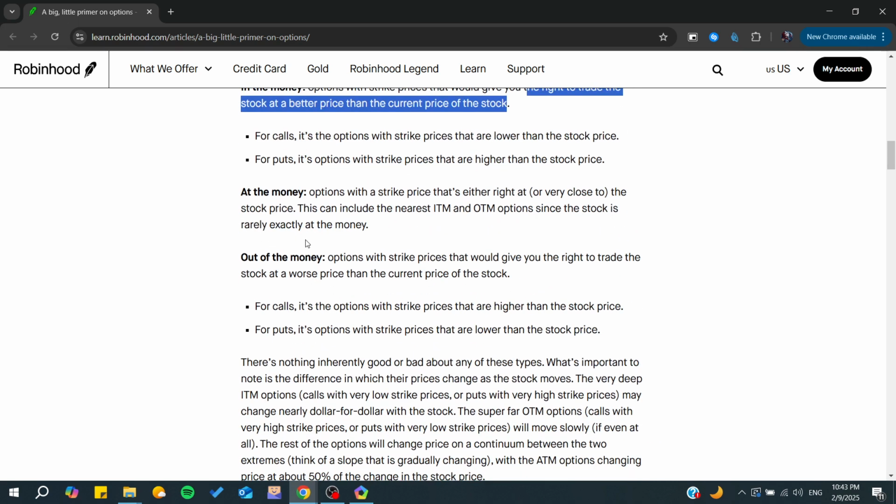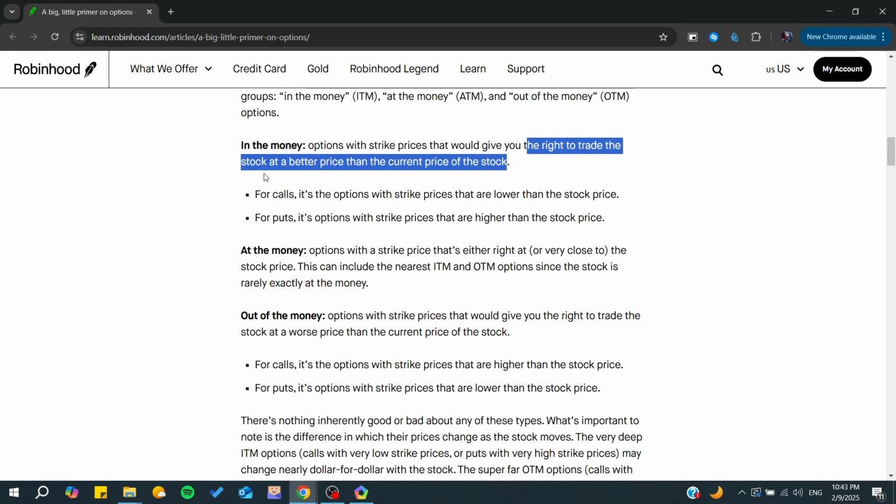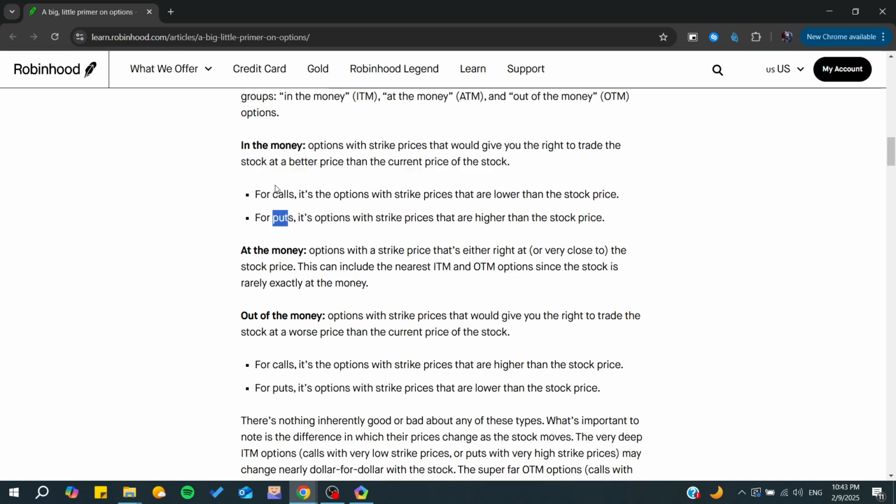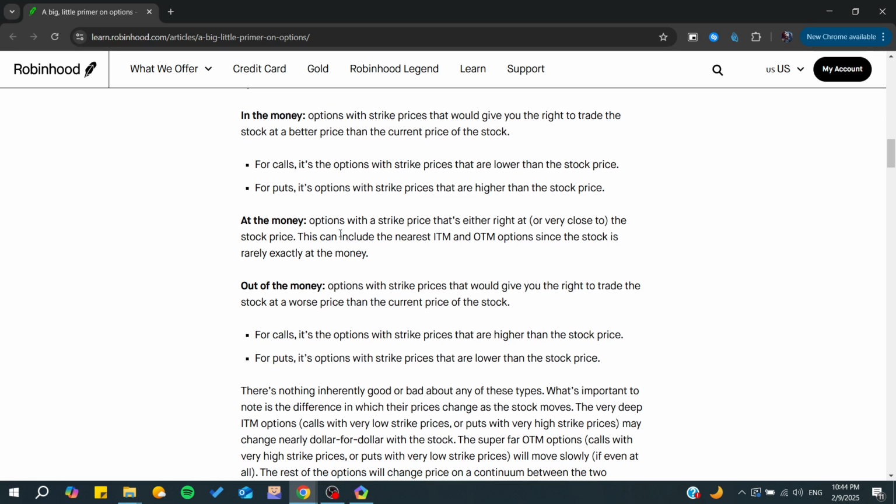Basically, in the money and out of the money are different for calls and puts. Puts is selling and calls is buying. For the calls, it's the option with a strike price that is lower than the stock price. So you will gain more because you are going to buy cheaper and sell at a higher price. And out of the money would be the opposite of the in the money.